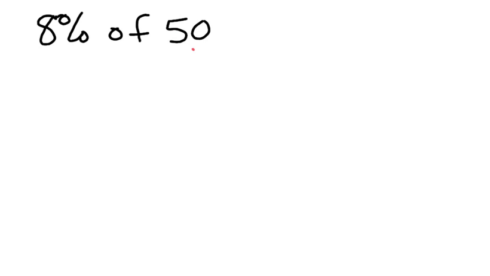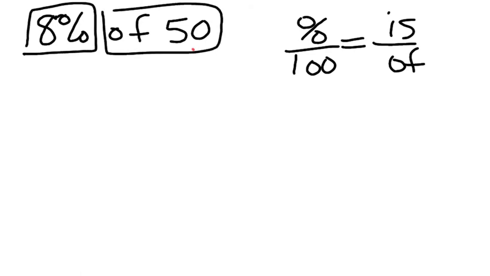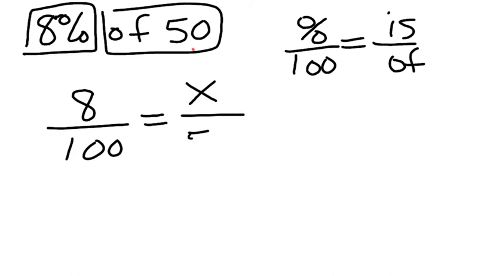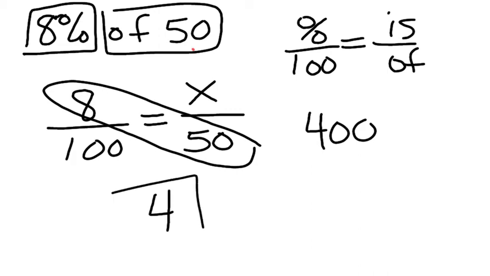Okay, let's try another one. Remember the formula, percent over 100 equals is over of. Here's the percent, here's the of, that means the is our x. So we're going to put 8 over 100 equals x over 50. And then we're going to cross multiply. 8 times 50 is 400. 400 divided by 100 is 4. So x equals 4. That's our answer.